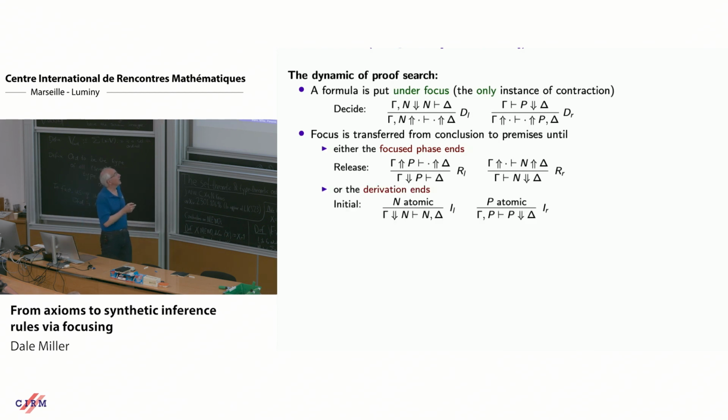And derivations end at this kind of point where if I'm focused on a negative atom, then I'm able to quit. And if I'm focused on a positive atom on the right, I'm able to quit. But notice if I'm focused on a positive here, I have to do this rule, release. Even if that's an atom, and even if it happens to be there, I must do the release. Okay, so it's a very disciplined calculus in that sense.